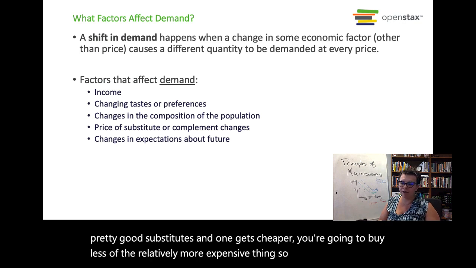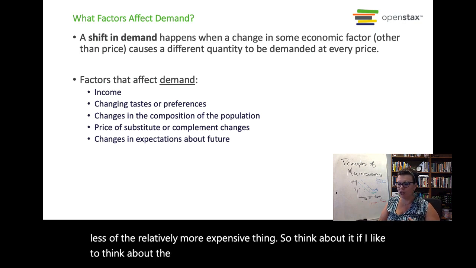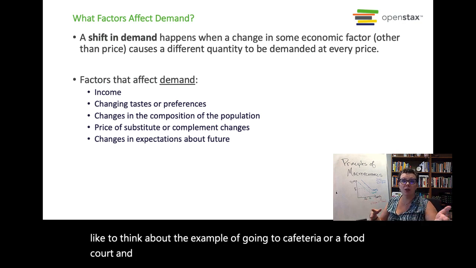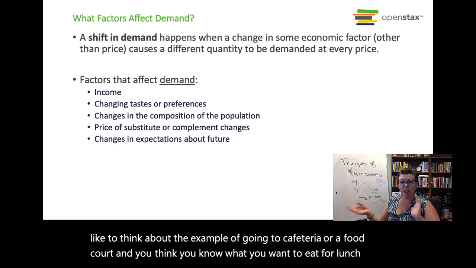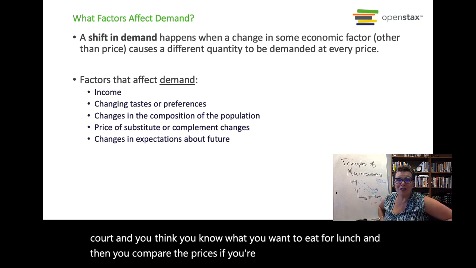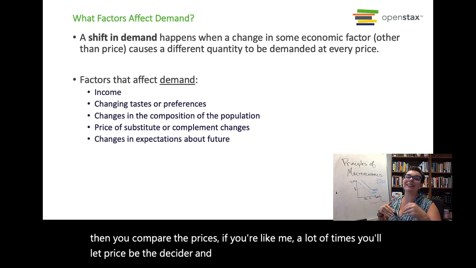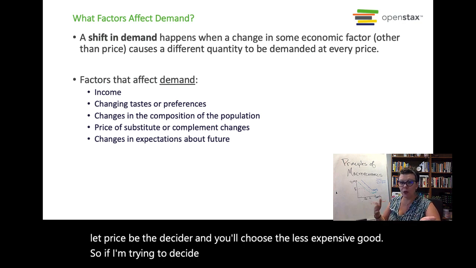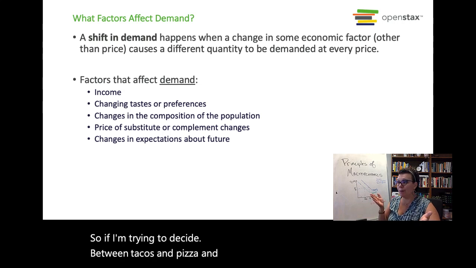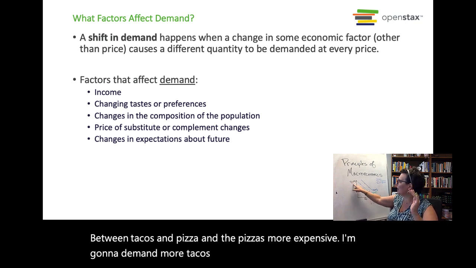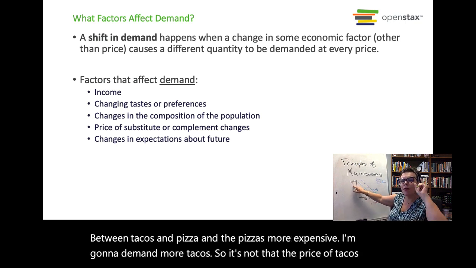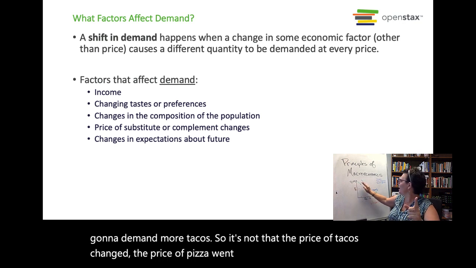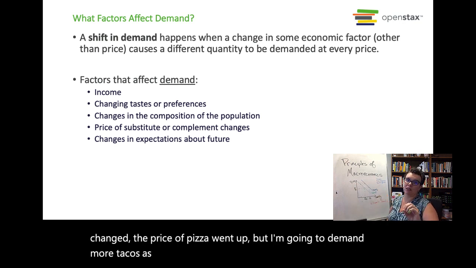So I like to think about the example of going to a cafeteria or a food court and you think you know what you want to eat for lunch and then you compare the prices. If you're like me, a lot of times you'll let price be the decider and you'll choose the less expensive good. So if I'm trying to decide between tacos and pizza, and the pizza's more expensive, I'm going to demand more tacos. So it's not that the price of tacos changed, the price of pizza went up, but I'm going to demand more tacos as a result.